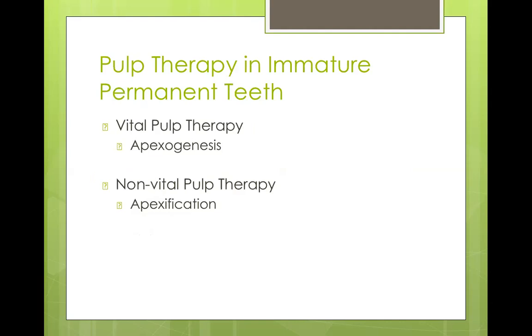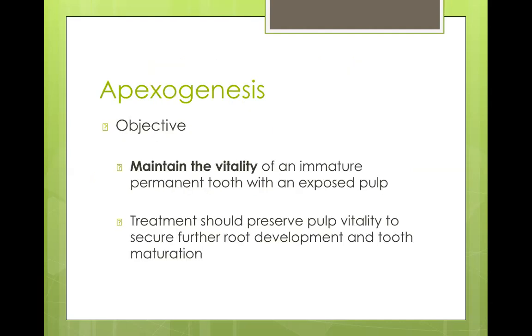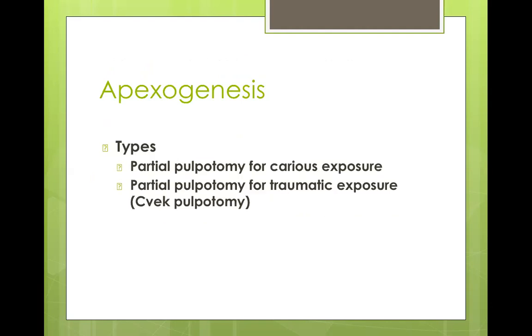Pulp therapy in immature permanent teeth. So we'll just talk a little bit. We're all done with primary teeth. In young permanent teeth, if the tooth is vital, you want to do apexogenesis. If the tooth is non-vital, you want apexification. So apexogenesis is from the word genesis, something's growing. So you want to maintain the vitality of an immature permanent tooth with an exposed pulp. The tooth is alive. We want it to keep growing, so we do apexogenesis. Treatment should preserve pulp vitality to secure further root development and tooth maturation.